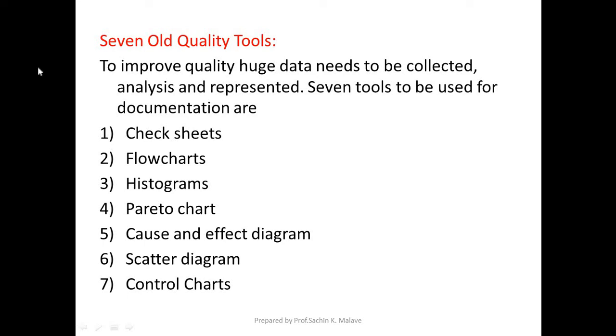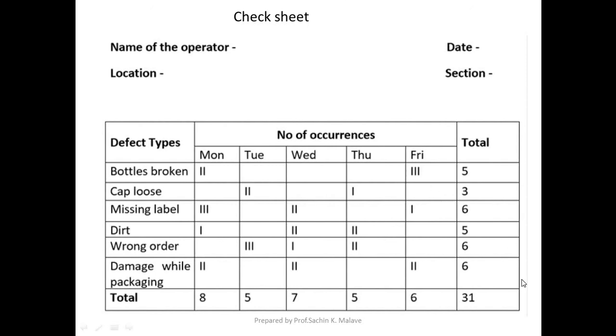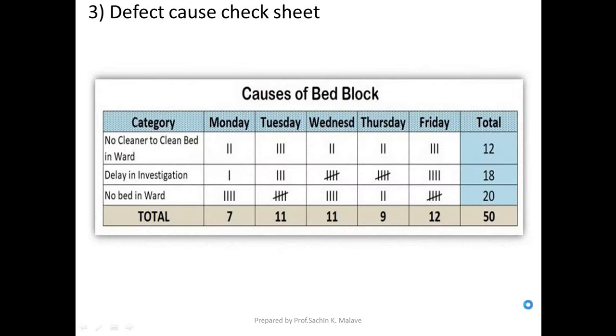In the previous lecture, we have seen the information regarding old quality tools. So there are 7 old quality tools. Out of those 7 old quality tools, in the last session we have seen the quality tools like check sheets, flowcharts, histogram, and Pareto chart. So 4 old quality tools we have discussed in the last lecture. The purpose of each quality tool and its benefits we have discussed, and how it is presented, that is also seen.